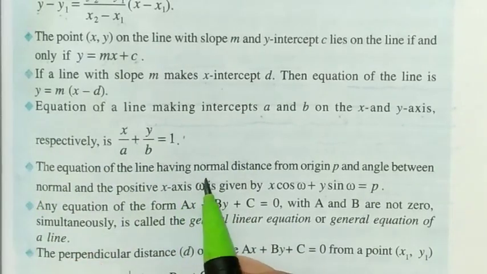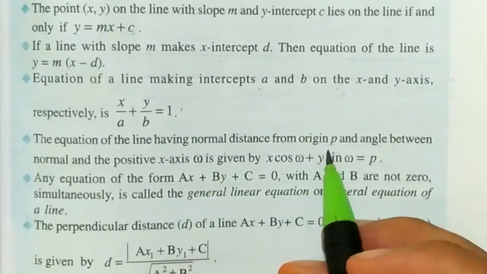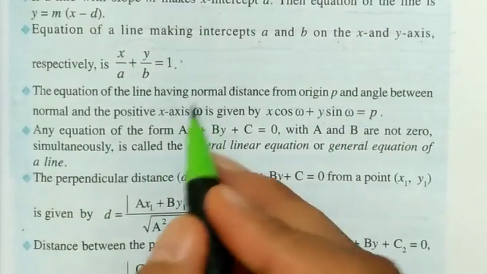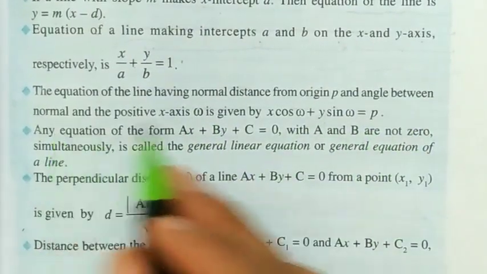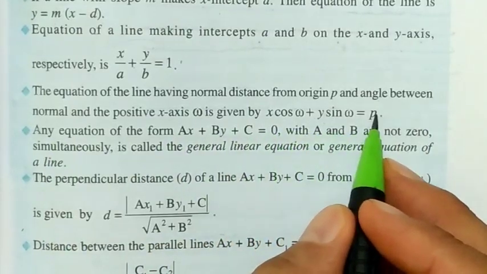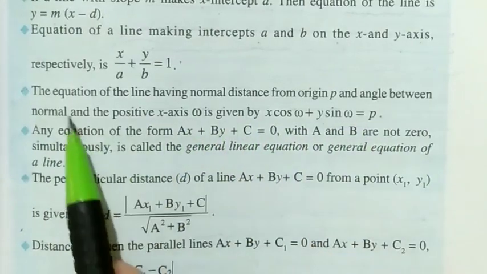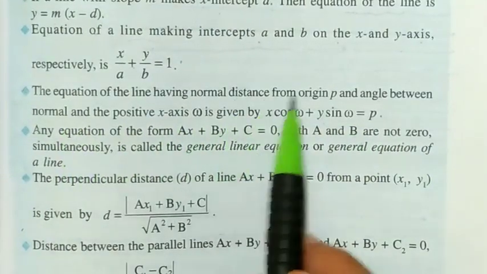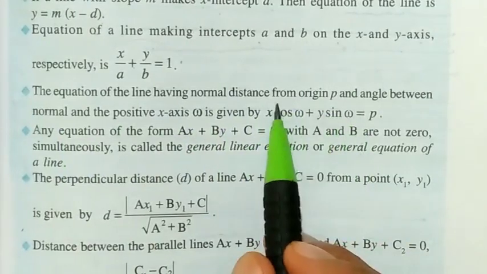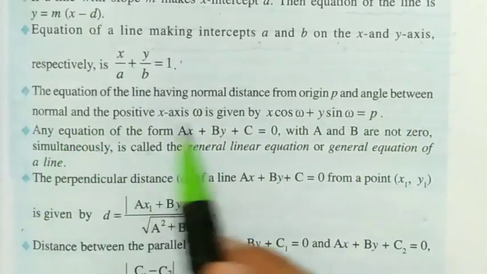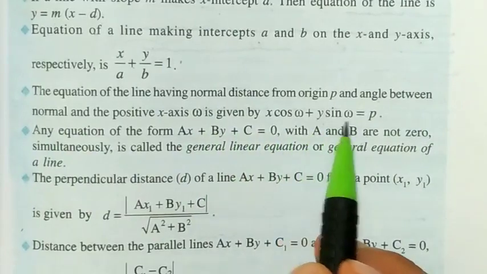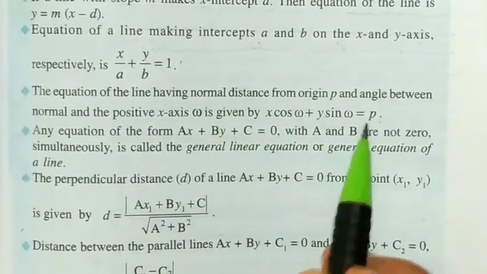The equation of the line having normal distance from the origin p, and angle between the normal and the positive x-axis omega, is given by x cos omega plus y sin omega equals p. Normal distance means perpendicular distance. So the line is perpendicular to the normal, with normal distance from the origin p and angle between the normal and positive x-axis omega. This is the equation of the line.